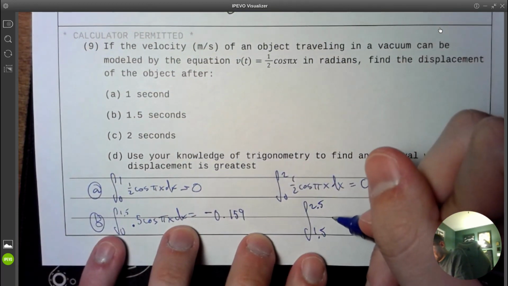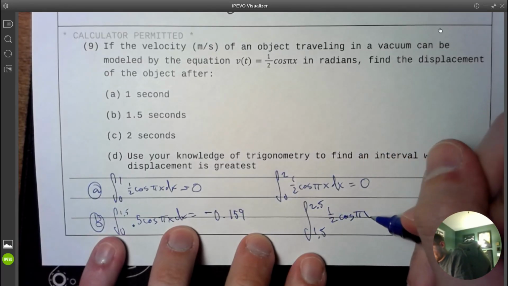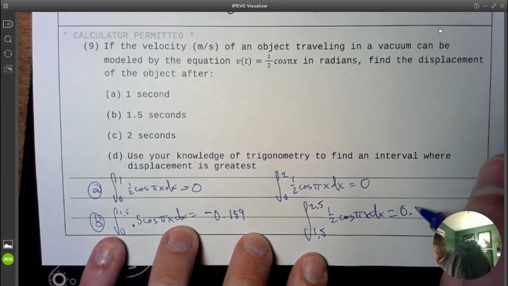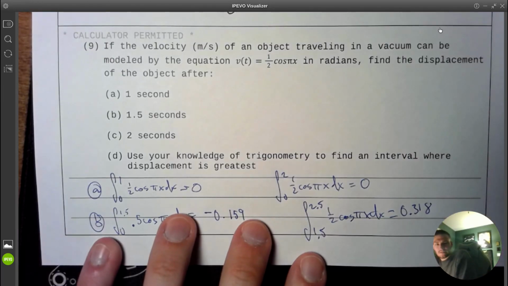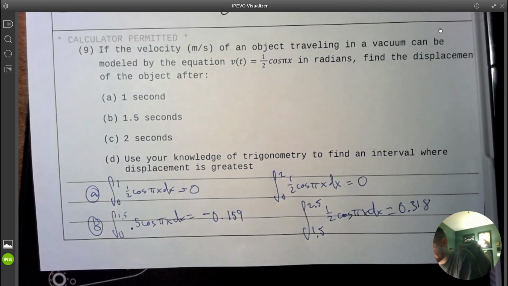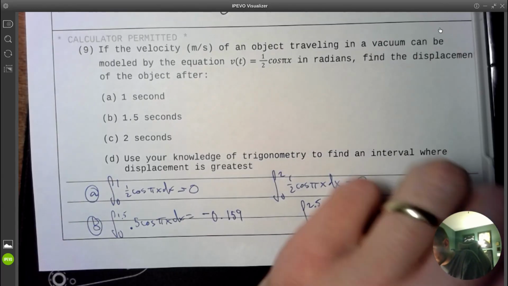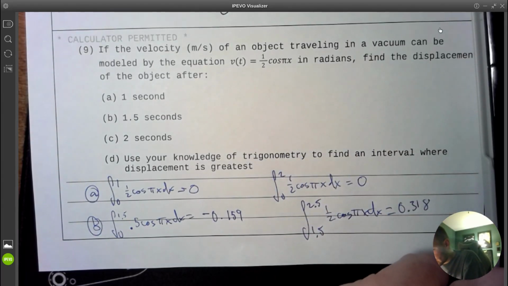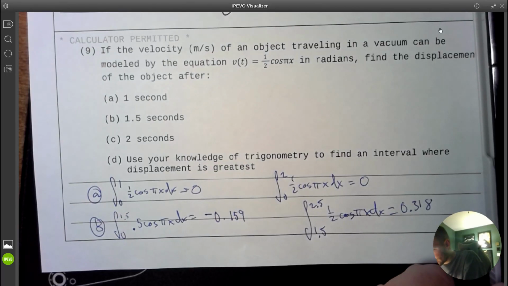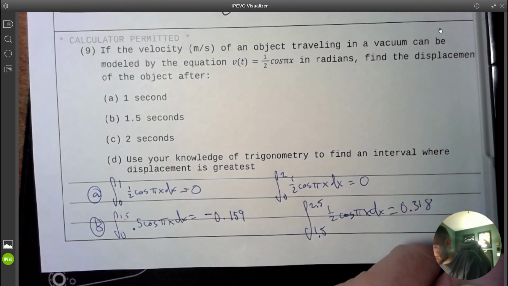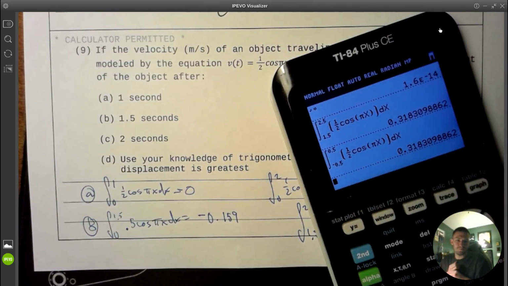1.5 to 2.5 of 1/2 cosine pi x dx is equal to 0.318. I think that's as big as it gets, because if we do the same thing from negative 0.5 to positive 0.5, yeah, same number. So we're in good shape, right? Because if we go any further, we're going to start introducing negative numbers. It's going to get smaller. Or if we go backwards, yeah, so we're good.